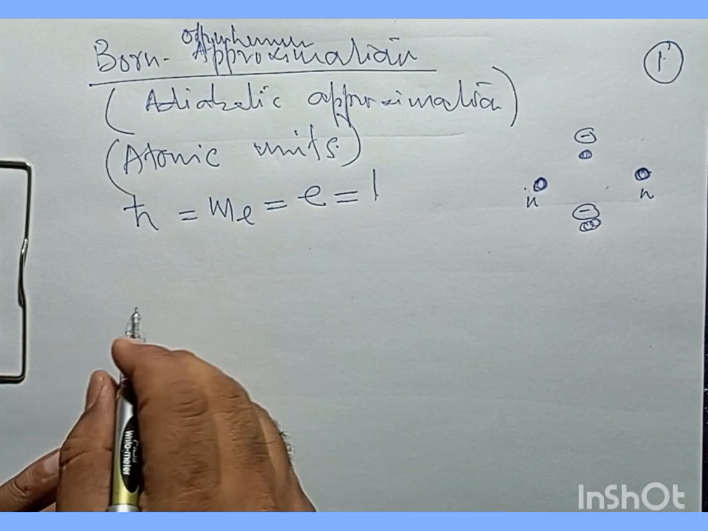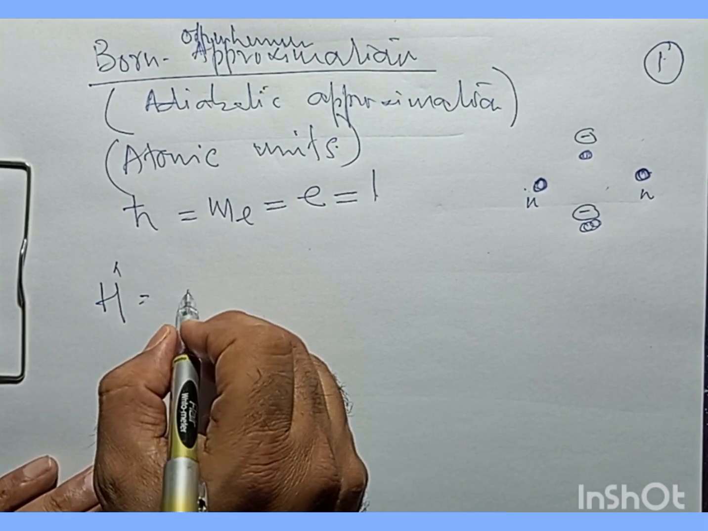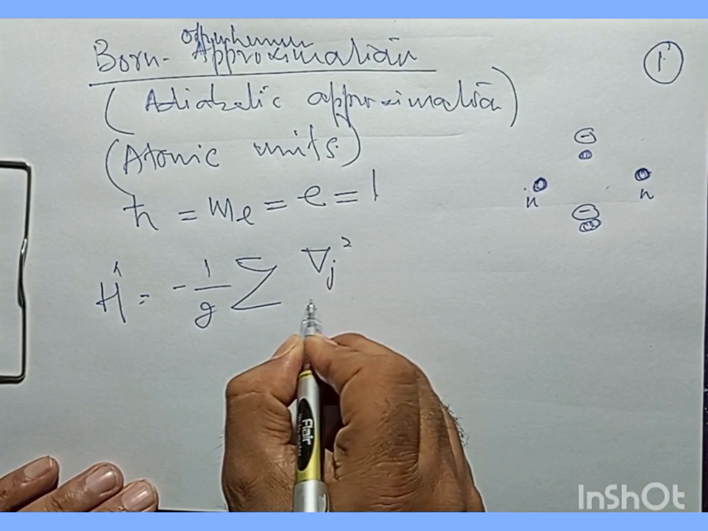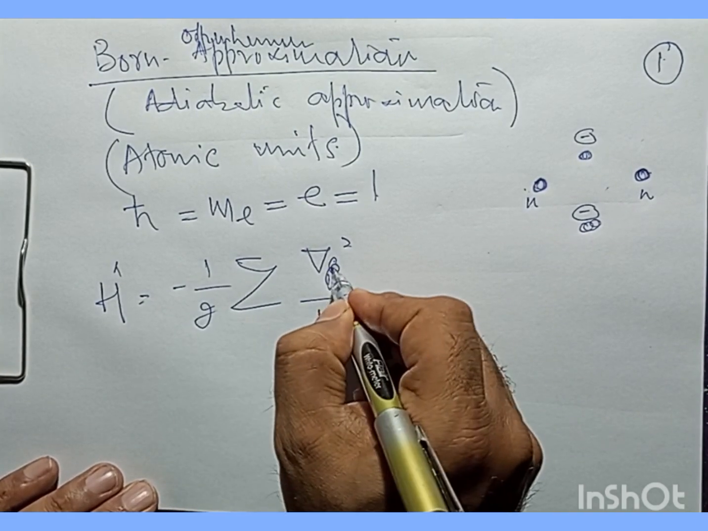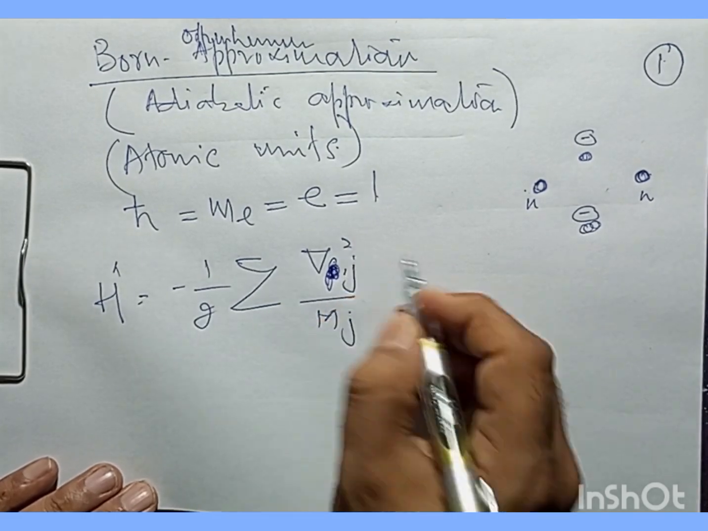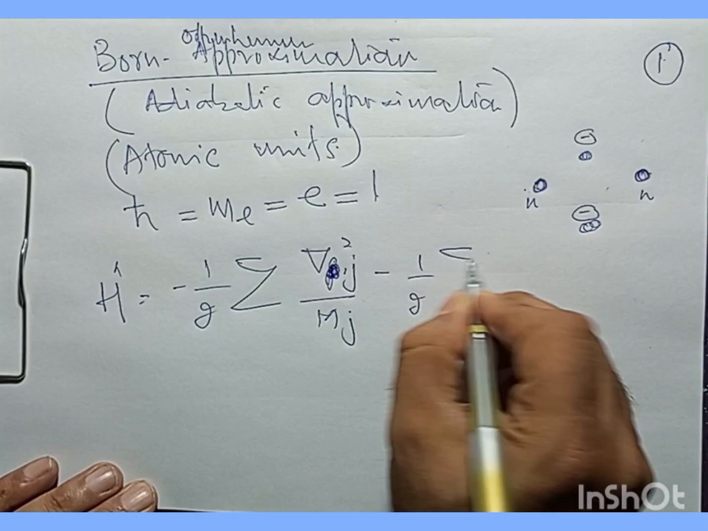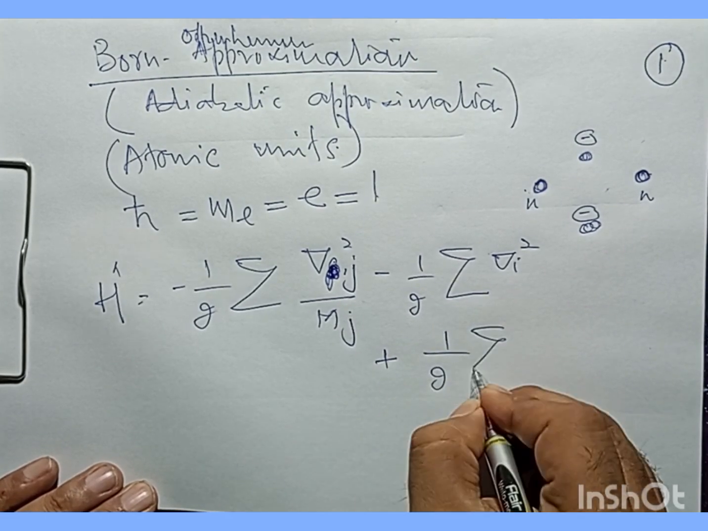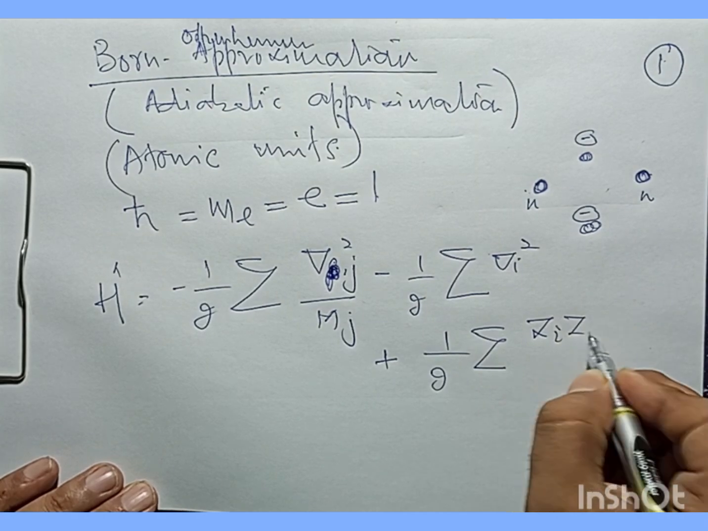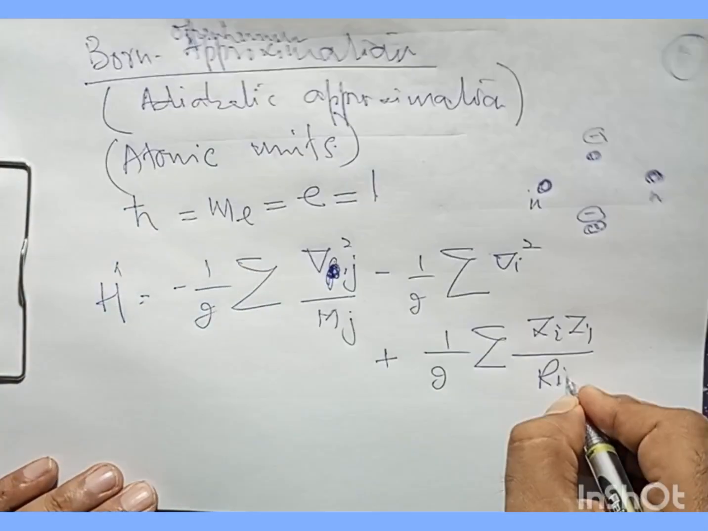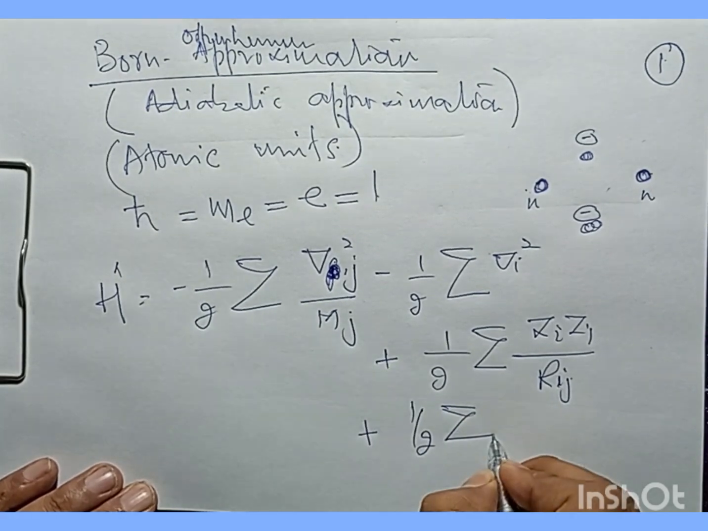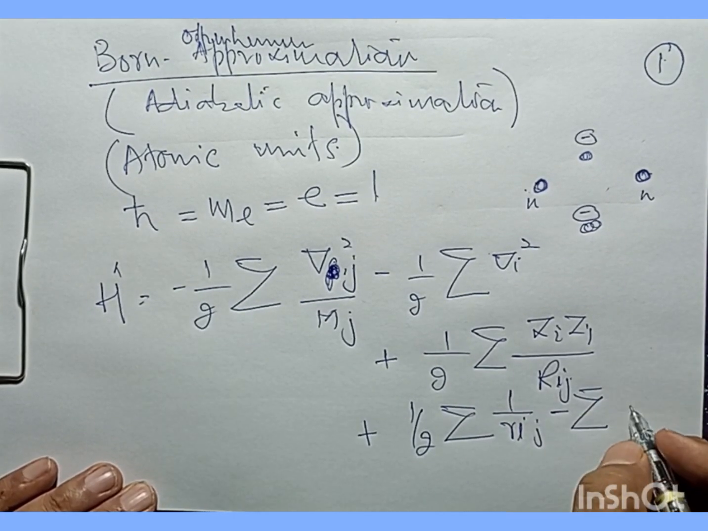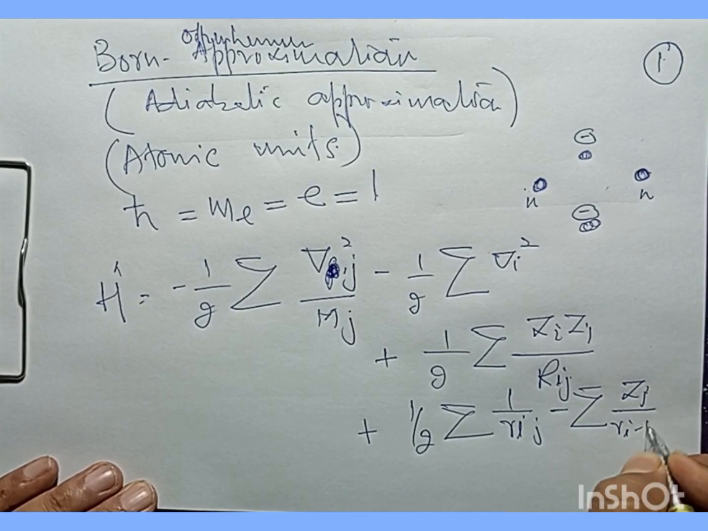And we can write down the Hamiltonian for a molecule. If I write down the Hamiltonian operator, I'll have minus 1 by 2 sigma delta J square by mj, where I use J for the nucleus, and then minus 1 by 2 sigma delta I square, and plus 1 by 2 sigma zI and zj divided by rIj, then plus 1 by 2 sigma 1 by rij, minus sigma zj by ri minus rj.